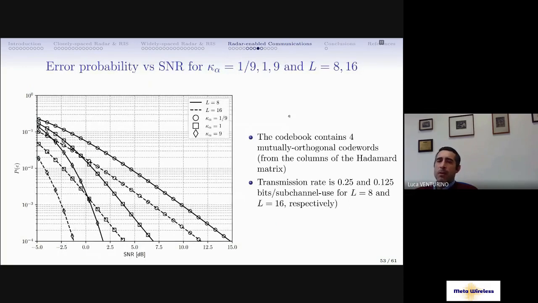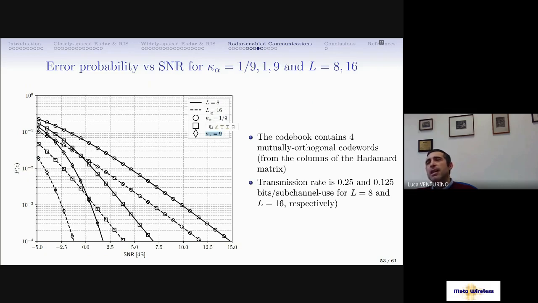This is an example of performance we can obtain. So here we have two values of L. We are processing 8 radar periods, corresponding to the solid line, and 16 radar periods, corresponding to the dashed line. And we consider different values for the parameter kappa alpha: 1 over 9, 1 and 9. So in this first case, we have a weak deterministic component. And in this case, we have a strong deterministic component.